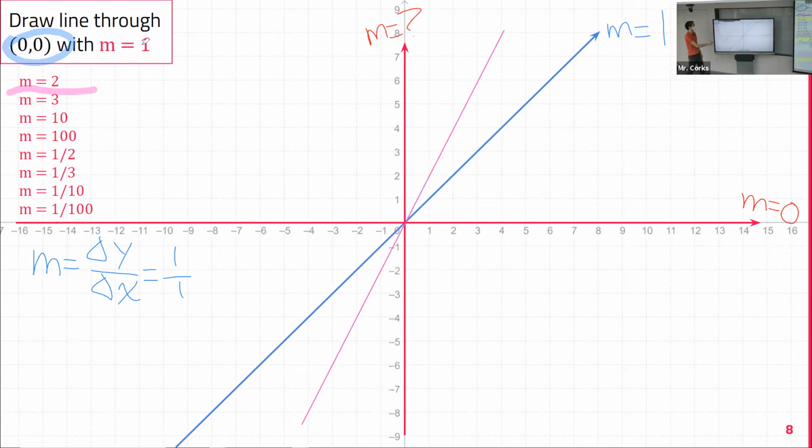Okay, so this is a slope of m equals 2 and a slope of m equals 3. It's more. How about 10? How about 100? Does it go over? No. So 100, if these numbers keep going up, then they just get really, really steep like this. But they will not go past the y-axis. They don't flip over or anything. They just go really steep.